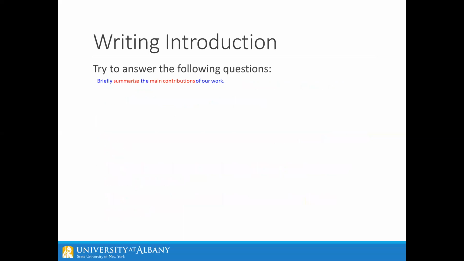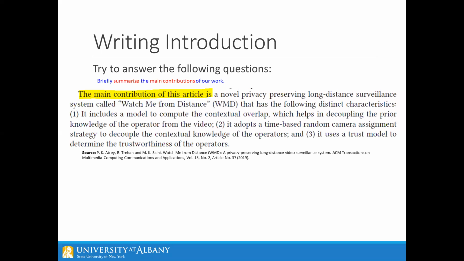Okay. All right. So some examples of this summary paragraph of the main contribution could be like this. That is coming from one of my recent papers in 2019, and it was a system, Watch Me From Distance, WMD, a privacy preserving long distance video surveillance system. And so we try to write it like this: the main contribution of this article is a system called this that has the following distinct characteristics.